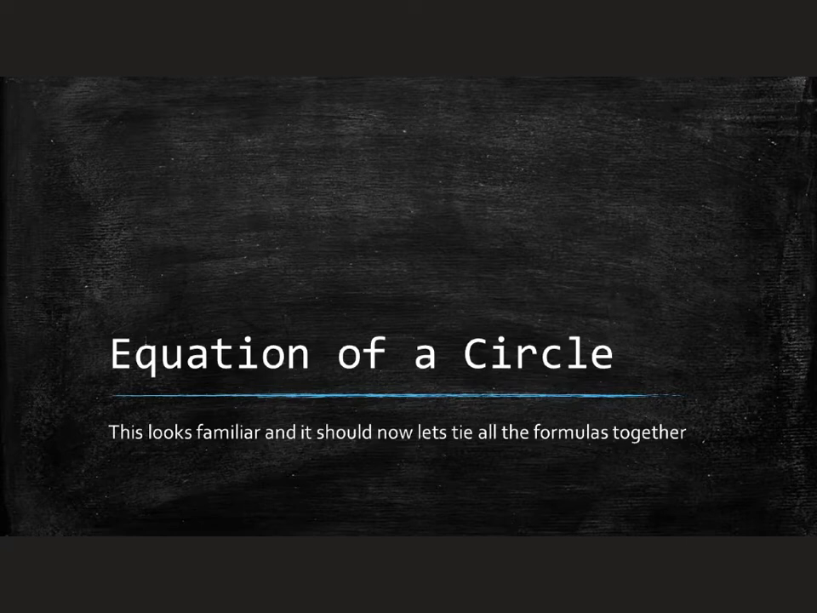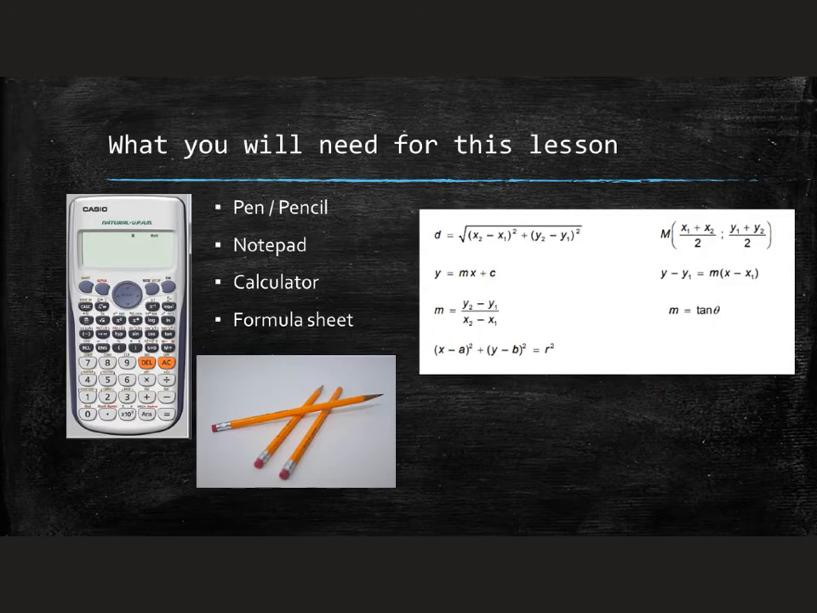Now let's try to tie all the formulas together that you've seen so far, and some of the Euclidean, and possibly it'll look like trig, so really an overlap section here. For today's work, what you'll need to have with you is a pen and pencil, notepad, a calculator. I've given you parts of the formula sheet that you'll need, and let's get going.